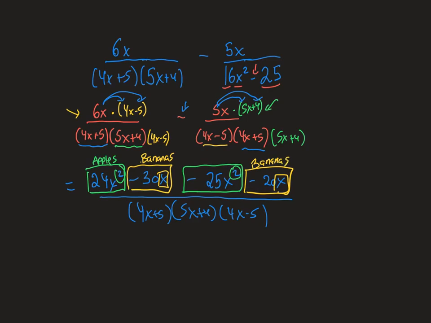All right, so what do we got? Well, 24x squared minus 25x squared, that's basically me saying 24 apples minus 25 apples, which is minus 1 apples, or in this case minus x squared. Minus 30x minus 20x, so you're taking away 30 bananas, you're taking away 20 bananas. How much did you take away? Well, we took away 50 bananas. And of course on the bottom you have your whole thing here.